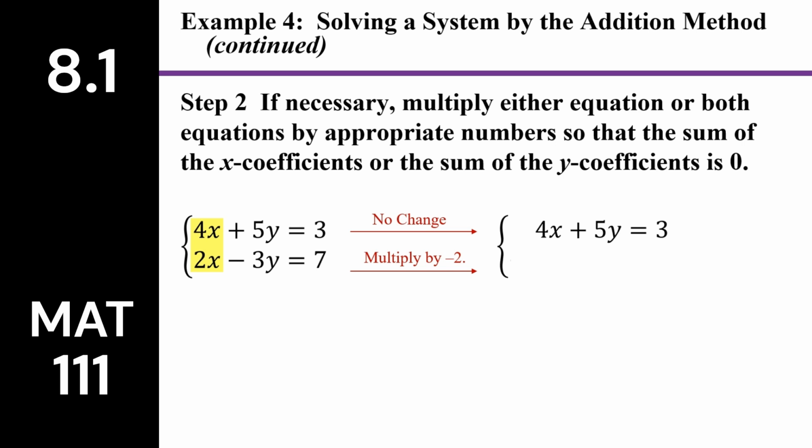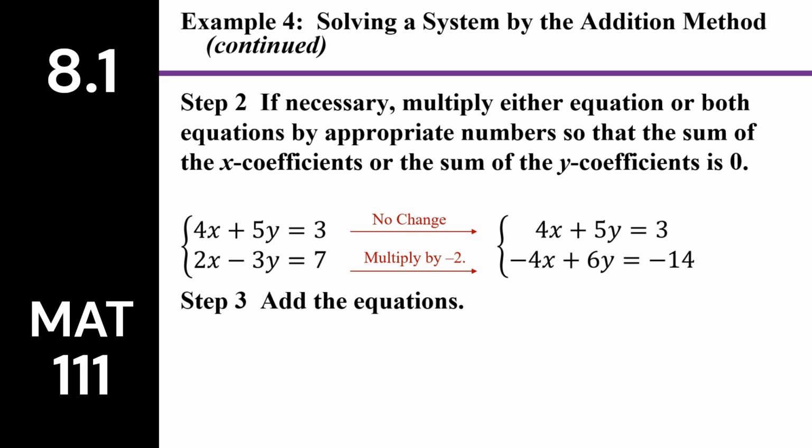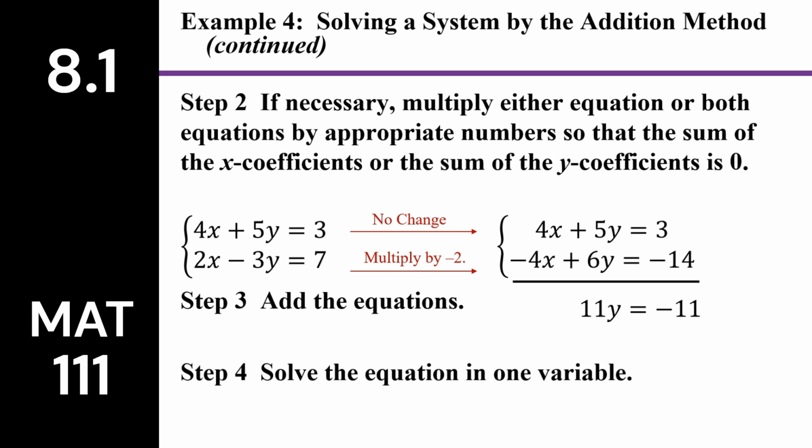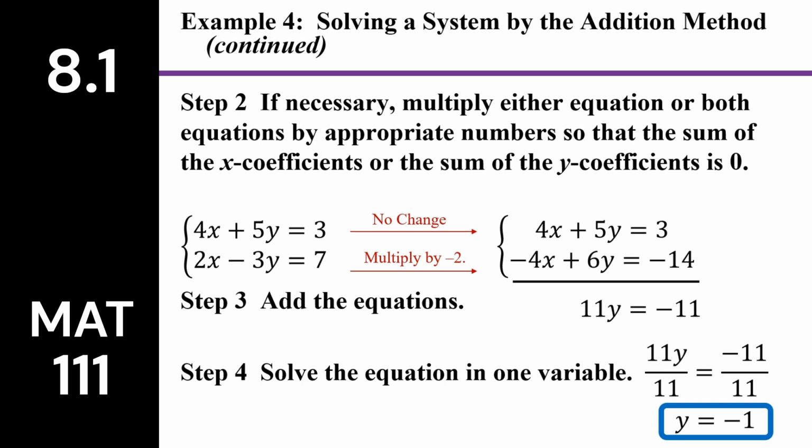There's the first equation unchanged. And if we multiply 2x by -2, we get -4x. We multiply -3y times the -2, that gives us plus 6y. And finally, the 7 times -2 is -14. Step 3 says to add the equations, and that gives us 11y equals -11. Notice that the x terms canceled out, and now that we have only one variable, we move on to step 4, which is to solve this equation. If we divide both sides by the coefficient of y, we get y equals -1. Now that we have one variable, we can take that value for y and substitute it into either equation. Let's substitute it into the first equation.